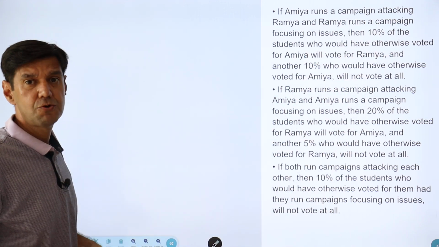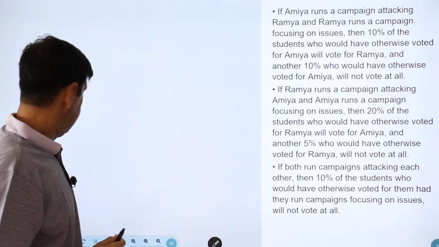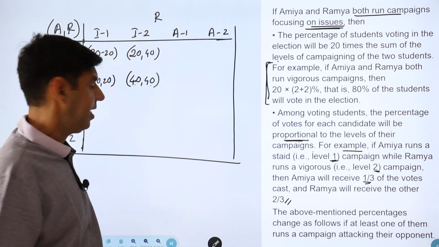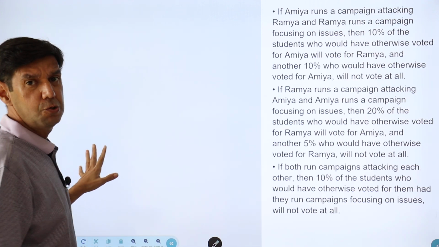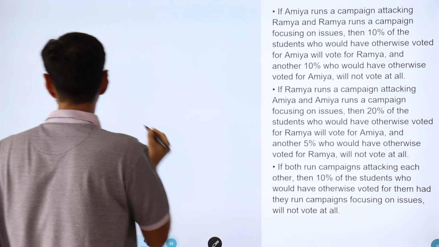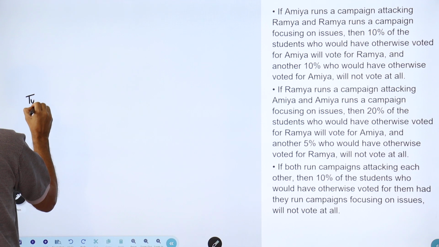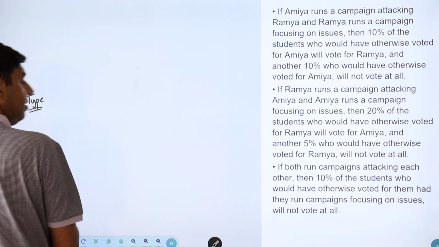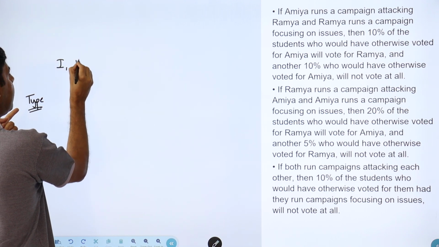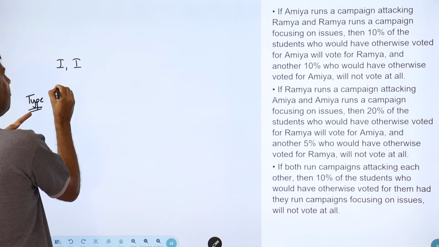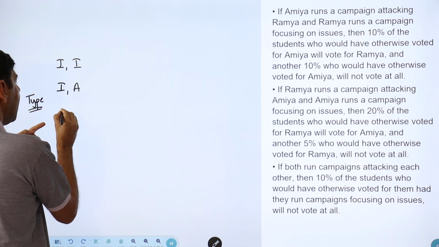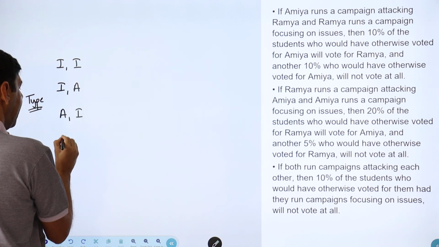But another way that you could have is, here you divided it as column and row for Amiya and Ramya. What here you could do is, on the part of type. So here you could have type of a campaign run. So I could have issue and issue, both competing against issue, or the first one competing against issue, second with attack, or attack and issue, or attack and attack, right?